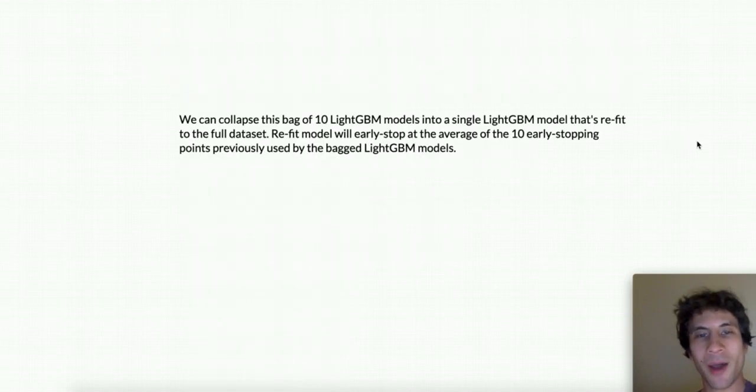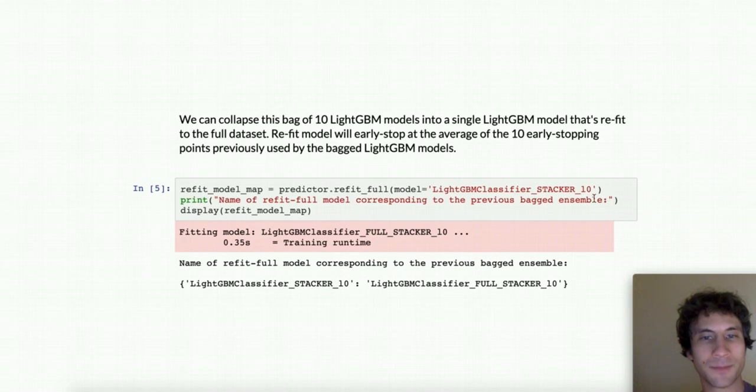And so that means that model will actually take 10 times as long as a single LightGBM model to produce predictions, and it may require 10 times the memory. Instead, we can collapse this bag of 10 LightGBM models into just a single one that's refit to the full data set. Here, the refit model will early stop at the average of the 10 early stopping points previously used in each one of the bagged LightGBM models. So each one of those models had a different validation set and a different training set, so they each early stopped at different points that were optimal for their respective validation sets.